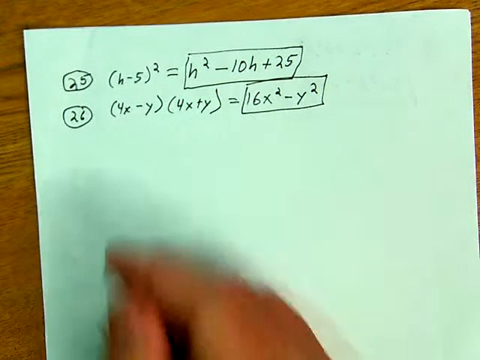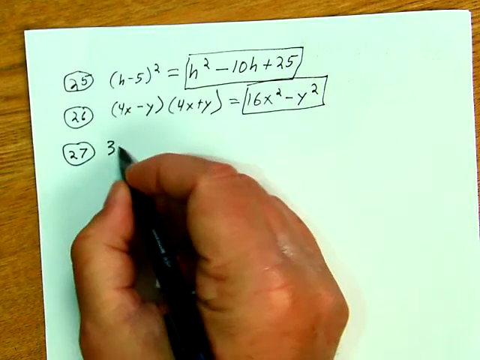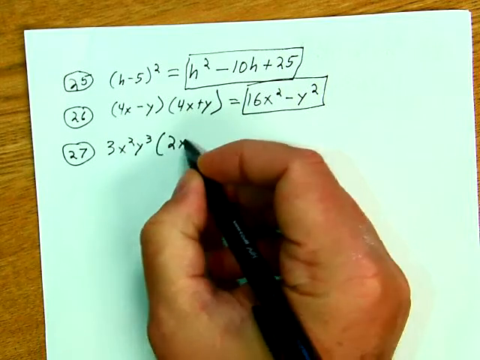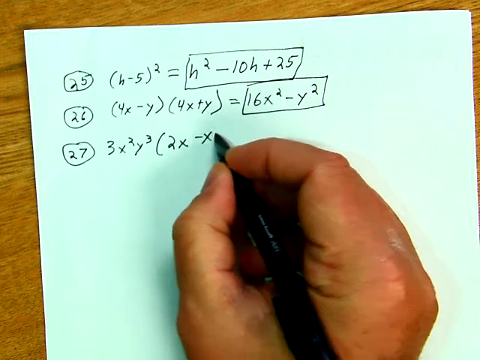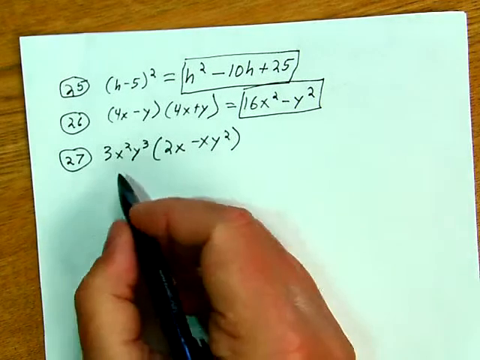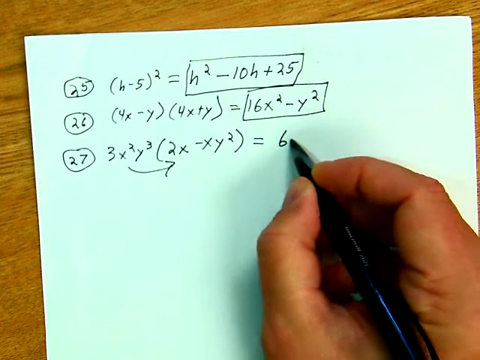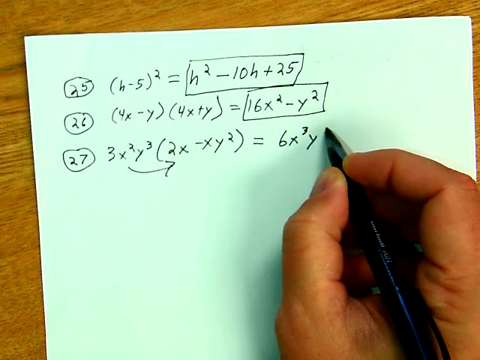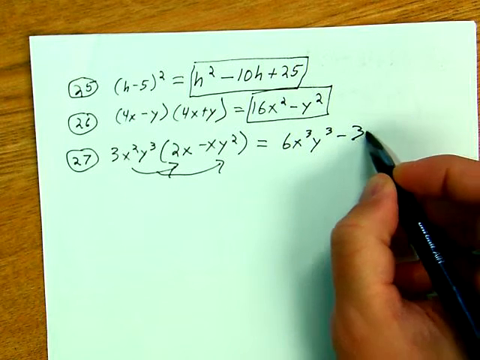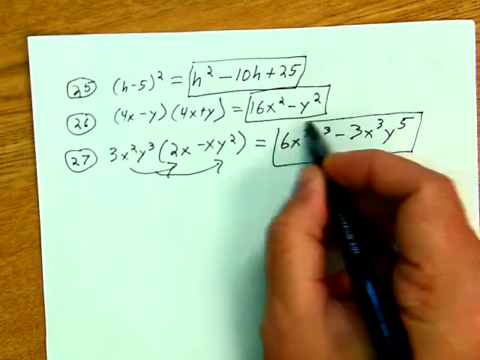Now we'll do number 27. 3x squared y to the third times (2x minus xy squared). Is that correct? That is correct. Okay, we'll do our arrows. First term is 6x to the third y to the third. And then our second term is minus 3x to the third y to the fifth, adding the exponents. And there's our answer.